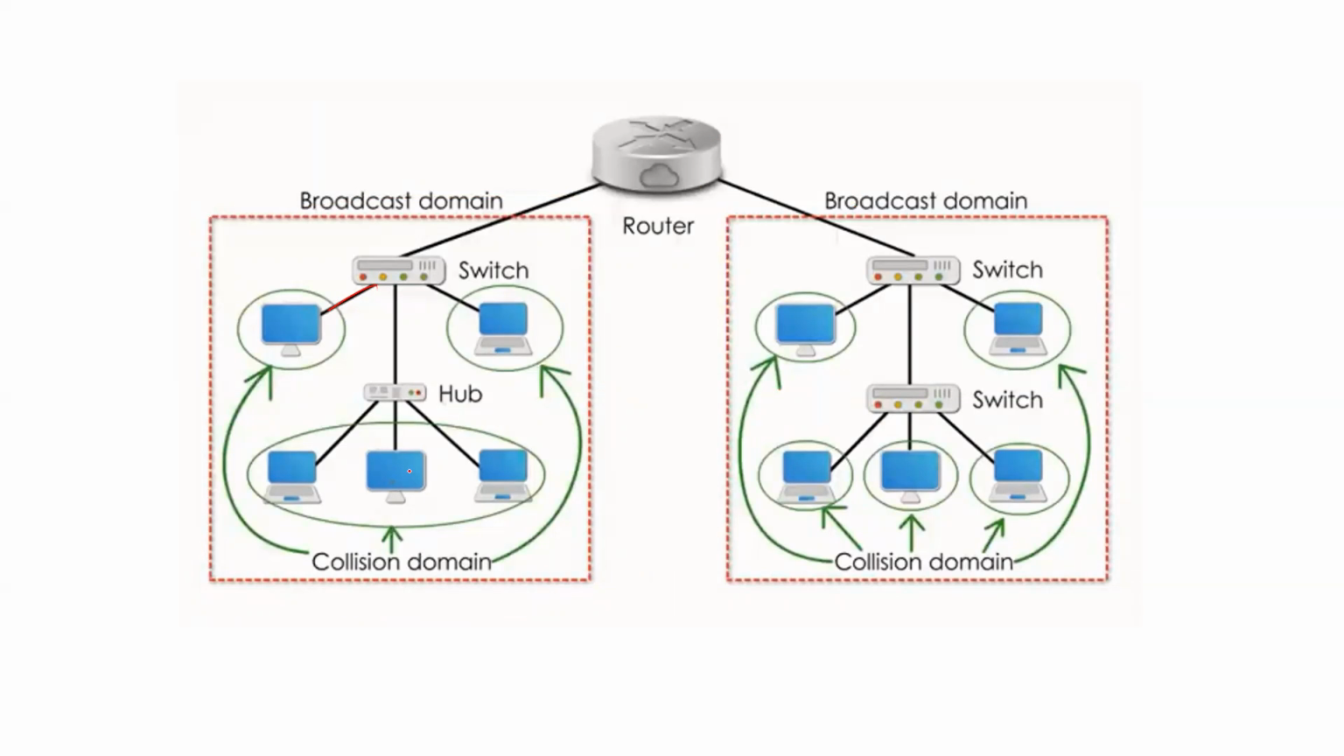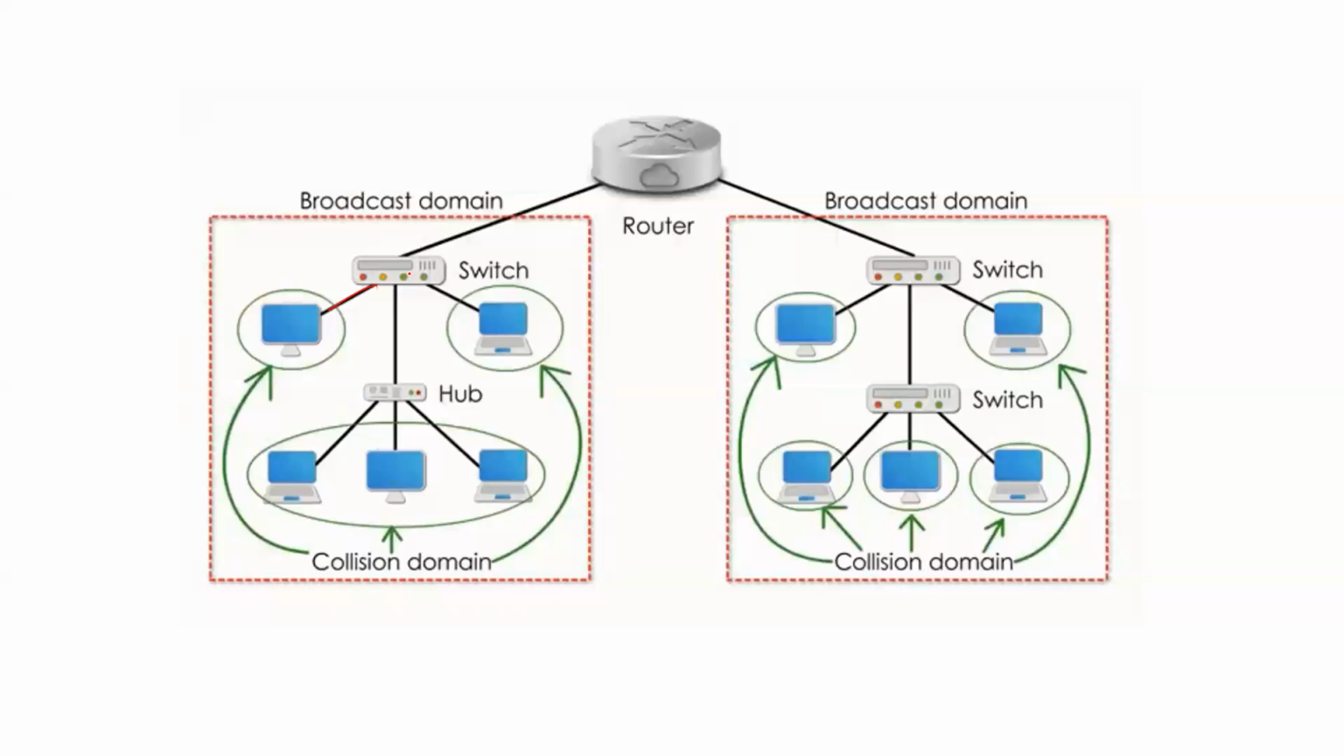And if you look at the collision domain, here is a hub. If they want to communicate with each other, it is passed to all the mediums. So that is called a collision domain. Here, if you observe the hub, it doesn't matter how many ports it consists of; everything is one collision domain.